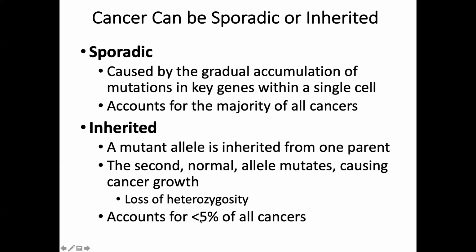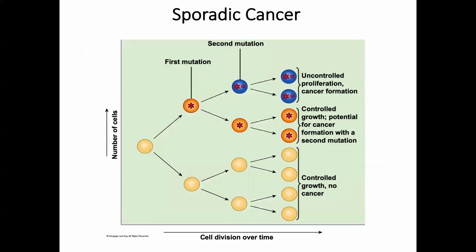One major mechanism of inherited cancer is called loss of heterozygosity, also called LOH. So I'll give you an example to explain this in a few minutes, okay. Let's first discuss the sporadic cancer.